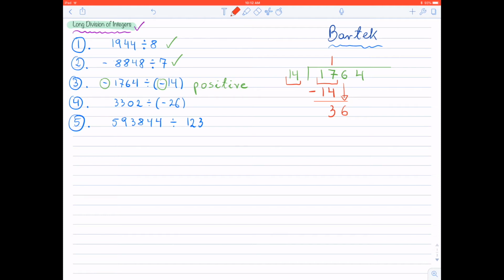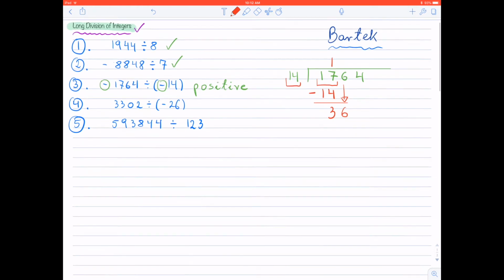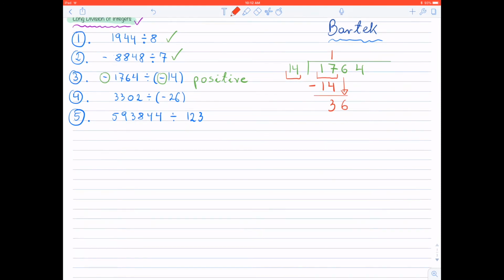Okay, so here, 14, well, it will actually go in a maximum of 2 times. So I will put a 2. So 2 times 14 is 28. And if worse comes to worse, if you can't see that, just do it on the side for yourself.